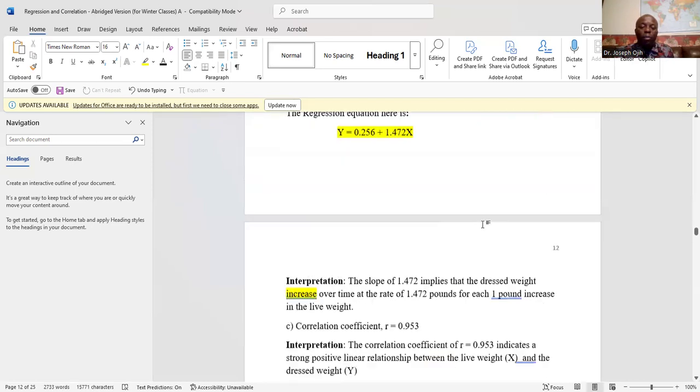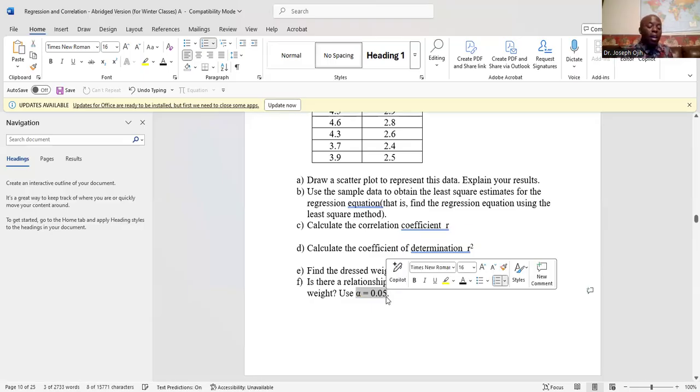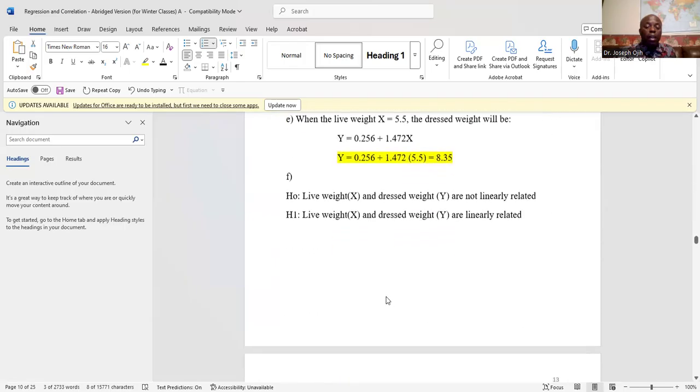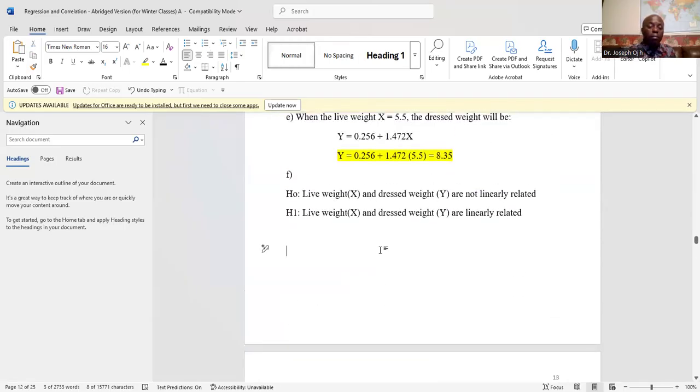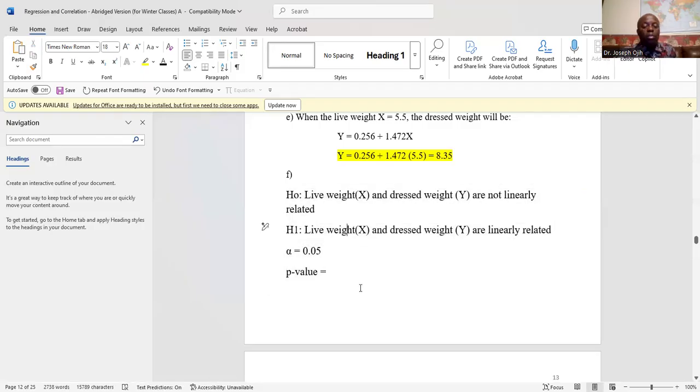And they say use the alpha. What alpha do they want us to use? They say use alpha 0.05. I'm going to copy it from here. Alpha 0.05. So now let's see what our p-value is.